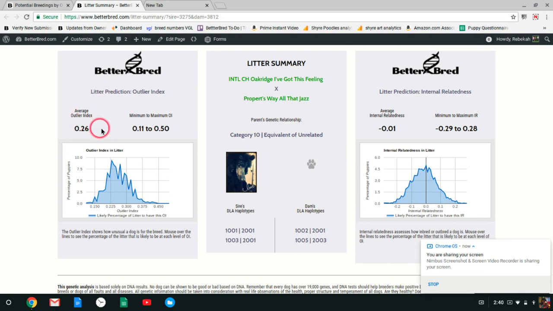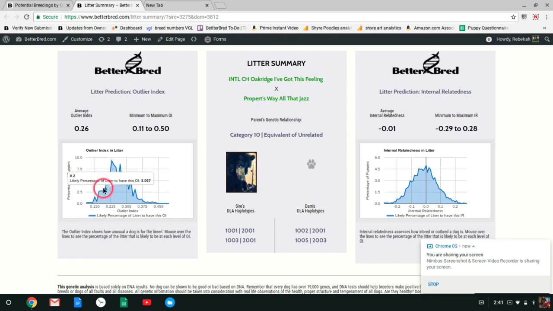Their average outlier index of this litter would be 0.26. Now our breed average is right around here, around 0.24. So you can see a good proportion of the puppies in this litter. Imagine all under the blue would be the percentage of puppies in this litter. So it's maybe a third of the litter that would fall below our breed average. That means the other two-thirds of the litter, perhaps, I can add up all these numbers and find out how many, but about two-thirds we'll say will fall above our breed average, which is good.